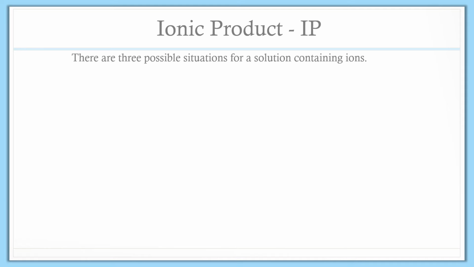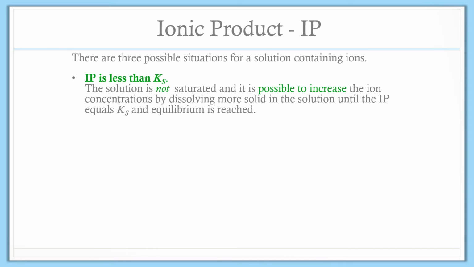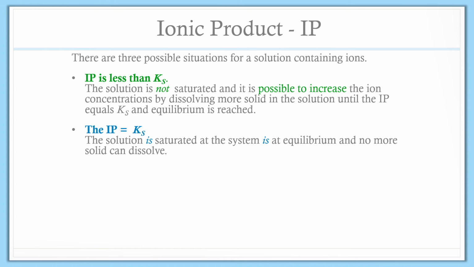Otherwise, there are other situations. Sometimes you can have an ionic product that is less than the solubility product. That means that the solution is not saturated and you can add more stuff. Basically, you've combined two solutions and the resulting solution is not saturated. You can add more stuff to it. Or they are equal to each other. That means that the system is at equilibrium and is saturated.